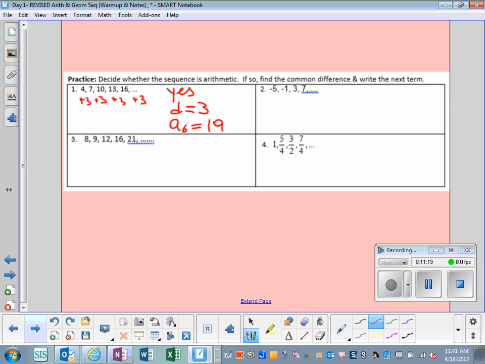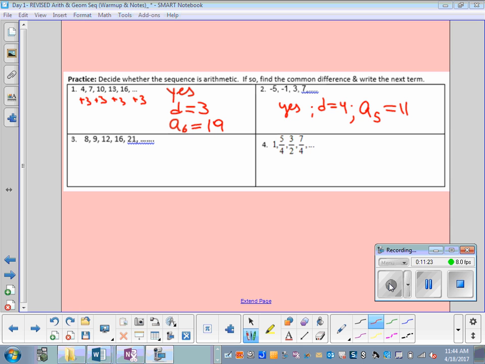Yes, A5 is 11. For number 3, is it yes or no? No, right? Because look, A2 minus A1 is 9 minus 8, which is 1. A3 minus A2 is 12 minus 9, which is 3. So they're not the same. The difference between these two is just 1, but the difference between these two is 3. Not the same difference, not an arithmetic sequence.